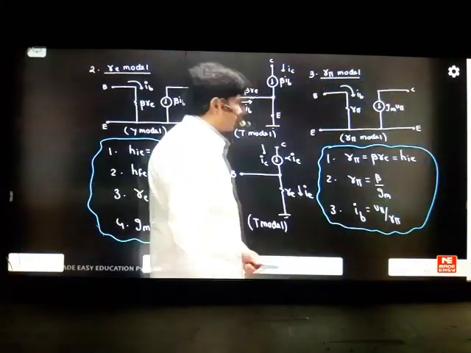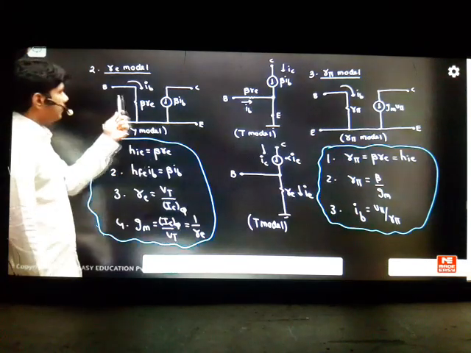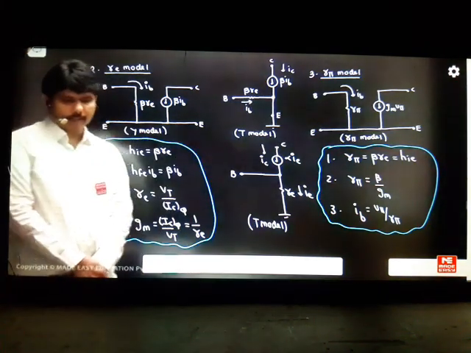The second slide, you can see, this is the second slide. We just copied the second slide, which has the RE model and the RPi model. I have written the concepts, RE model and RPi model.